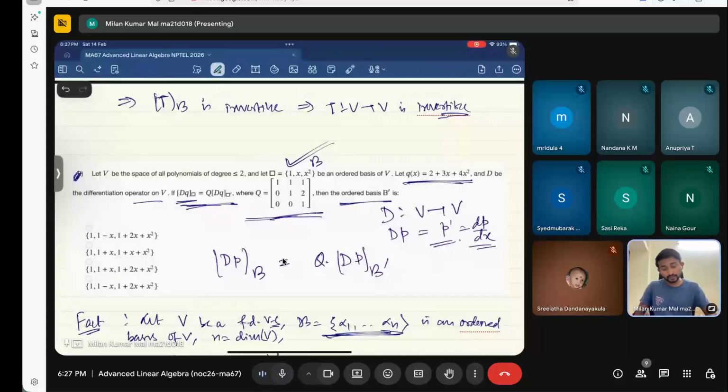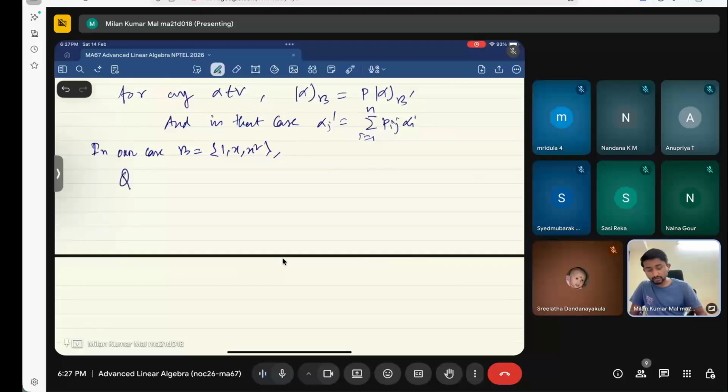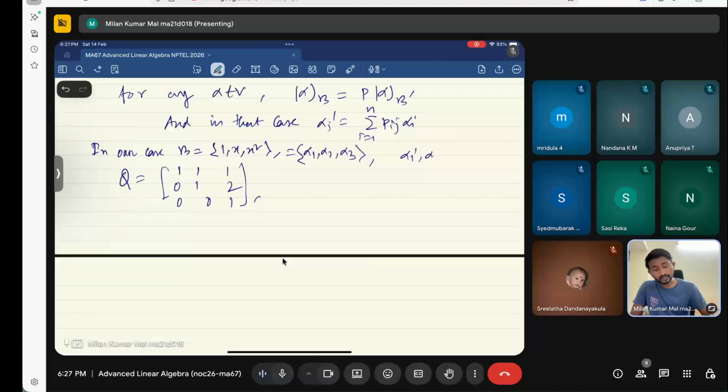So what is that Q here? Let me write this Q and the ordered basis. Here beta is 1, x, x square, and Q, which is P actually, is the matrix 1 1 1, 0 1 2, 0 0 1. This is the Q. Now assume alpha 1, alpha 2, alpha 3. We want to find alpha 1 dash, alpha 2 dash, alpha 3 dash such that the coordinate matrix with respect to B is equal to Q times the coordinate matrix with respect to B dash. We want to find this, right?